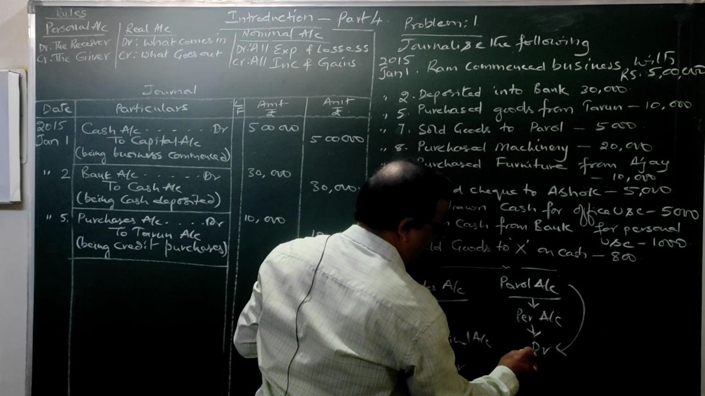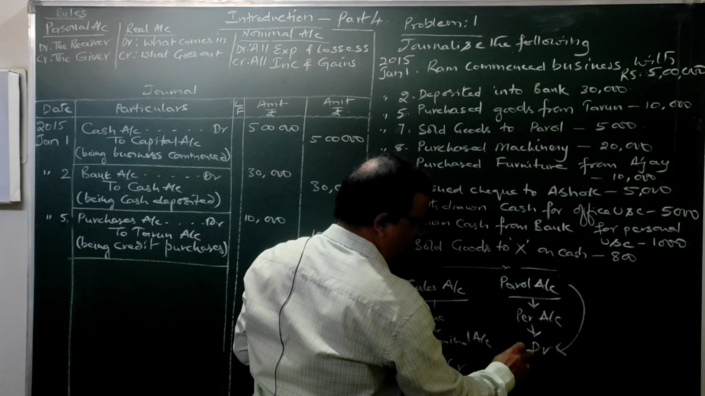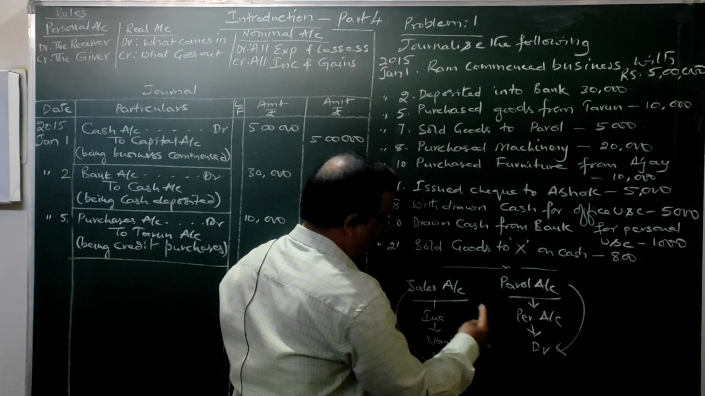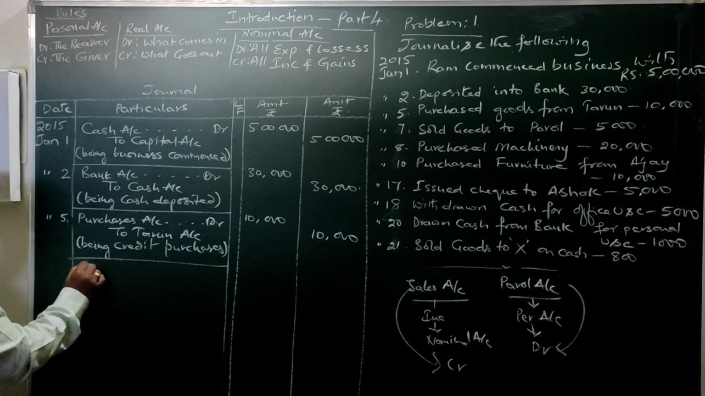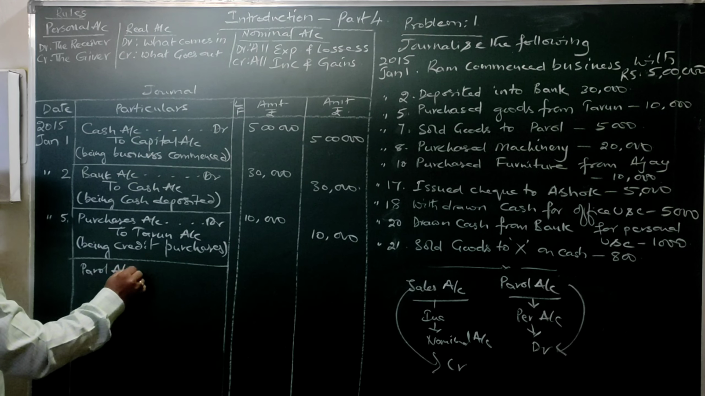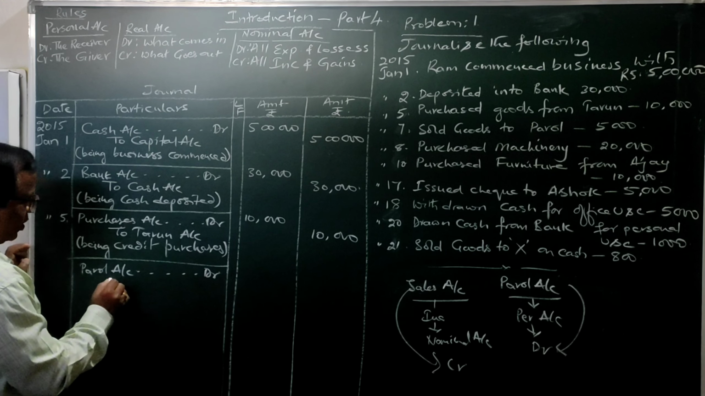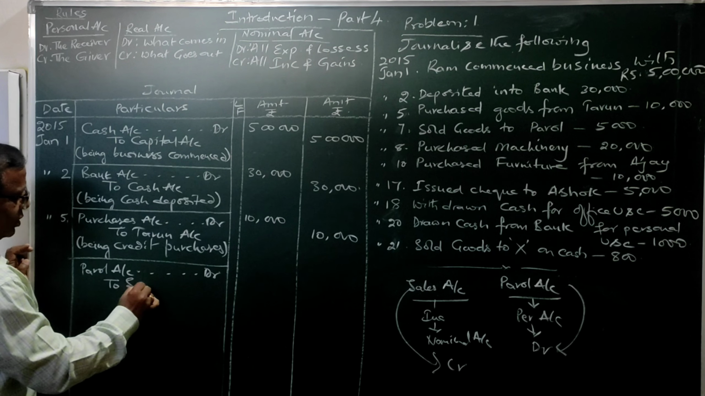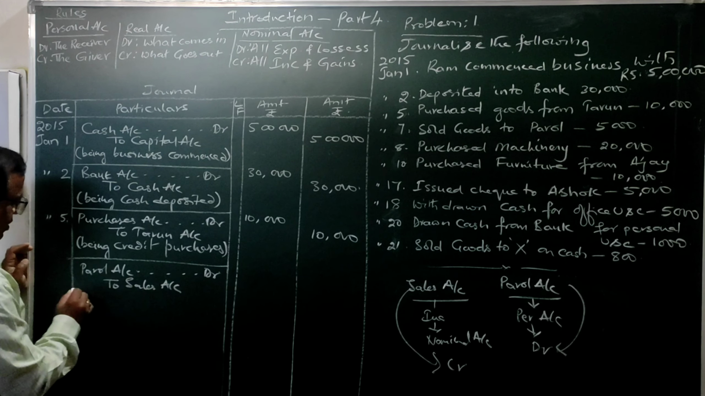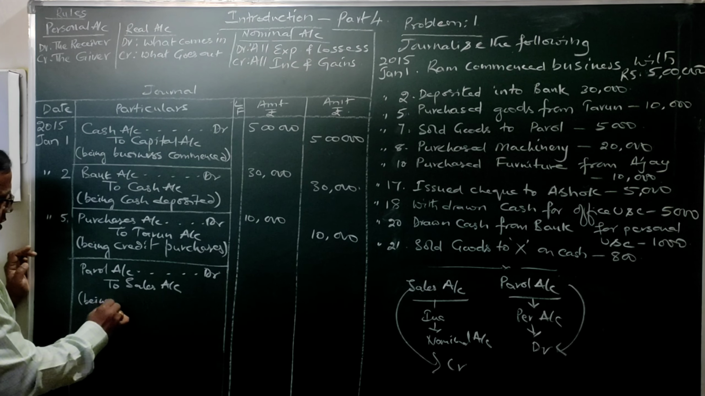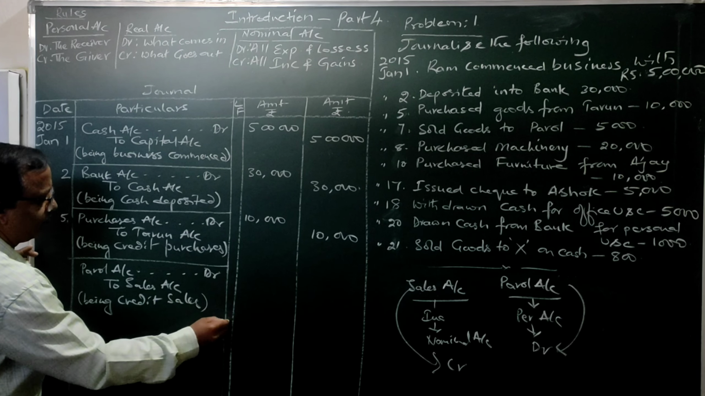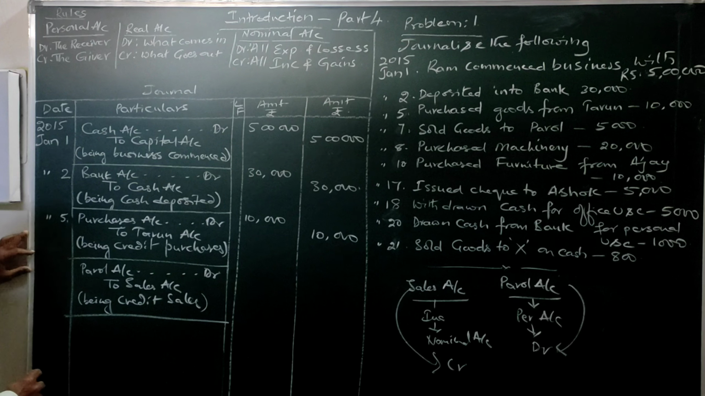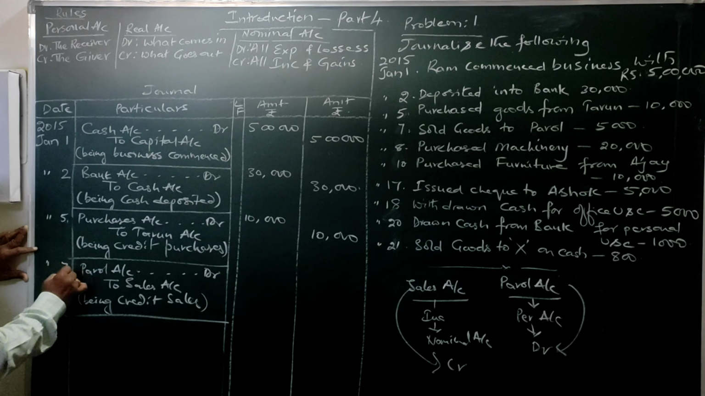Check it. In your entry, the account which you are debiting, you should write that one first. So: Parole account debit to sales account. That is your transaction, that is your entry. Parole account debit to sales account, being credit sales. This is your entry, for the dated 7th.